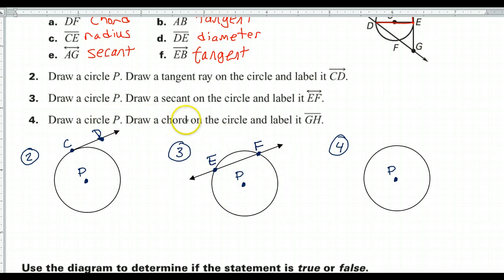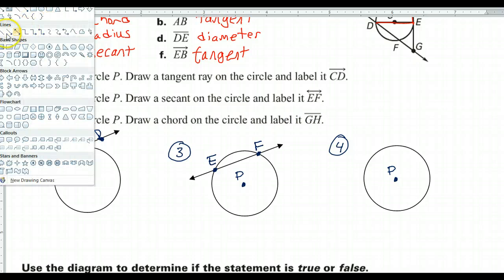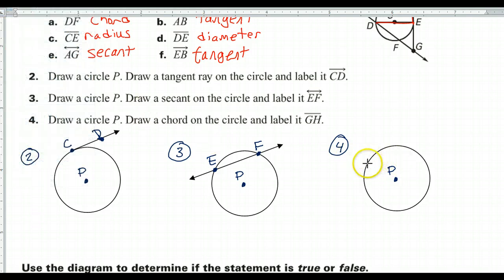And number 4, draw a chord on the circle and label it segment GH. So a chord is going to begin and end on the circle, okay, something like this. And if I call these endpoints GH, then I will have segment GH. Okay, so there's 2, 3, and 4.